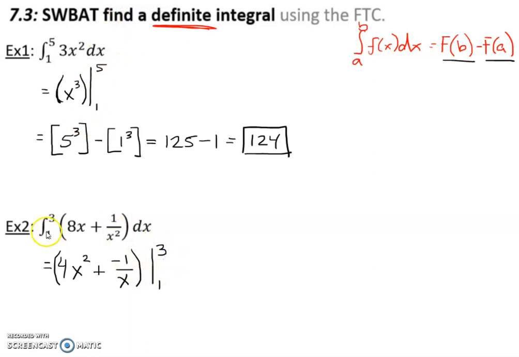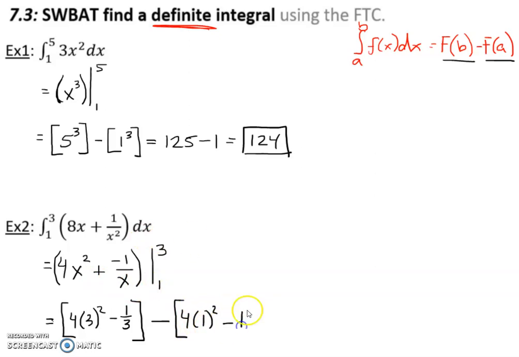And now we can actually plug in our upper and lower limit. So upper limit plugged in, this is going to be 4 times 3 squared, and then minus 1/3, minus lower limit plugged in, which is going to be 4 times 1 squared, minus 1 over 1, so I'll just write 1. And then we're basically done. We've gotten a numerical answer. We're just going to simplify it as far as is convenient.